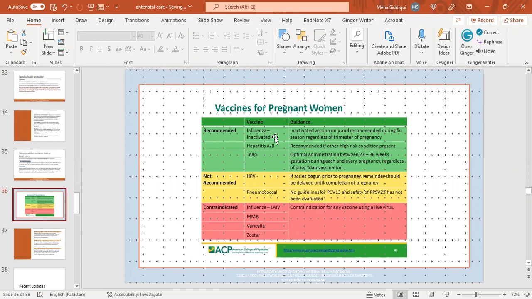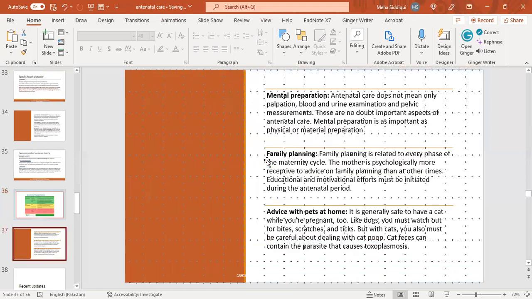Then comes Tdap. I've already told that optimal administration should be between 26 and 36 weeks of gestation during each and every pregnancy, regardless of prior Tdap vaccination. HPV and pneumococcal vaccines are not recommended. However, varicella and zoster vaccines are contraindicated.